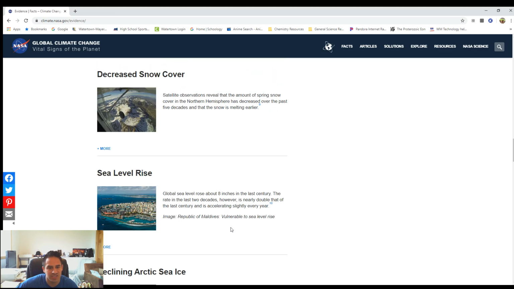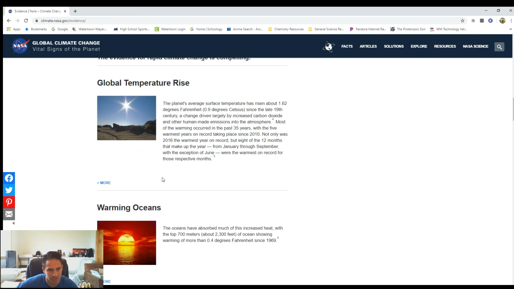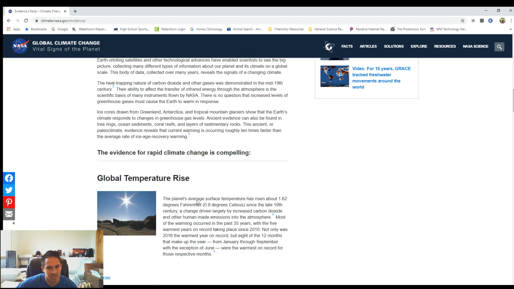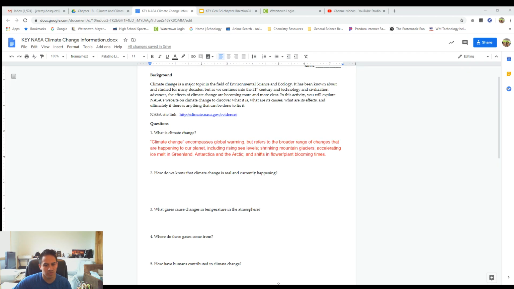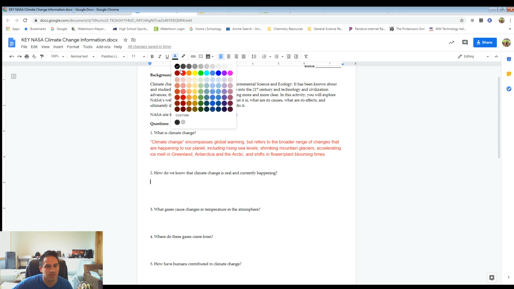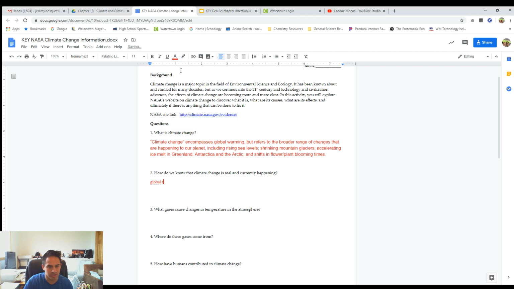So I think all of these things here are pretty much all of the things that we're looking for when the question asks, how do we know that climate change is happening? So we're going to go back to our sheet and we're going to put down some of these. So how do we know that it is real and currently happening? There is a global temperature rise.